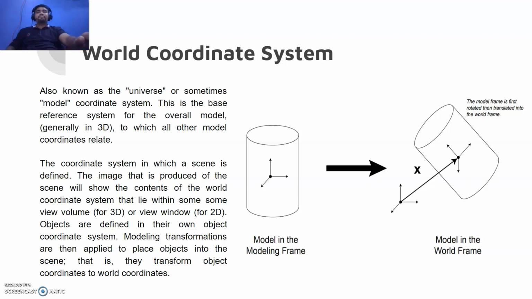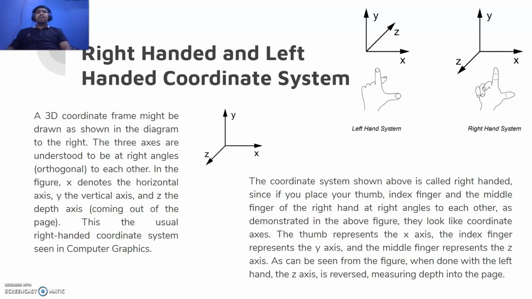Now, next slide. Here we have the right-handed coordinate system and the left-handed coordinate system. A 3D coordinate frame might be drawn as shown in the diagram to the right. The three axes are the x-axis, y-axis, and z-axis. This looks like any particular corner of your room, wherein you have the y-axis pointing towards the ceiling, and the z-axis and x-axis going to the sides. So this looks like the corner of a room.